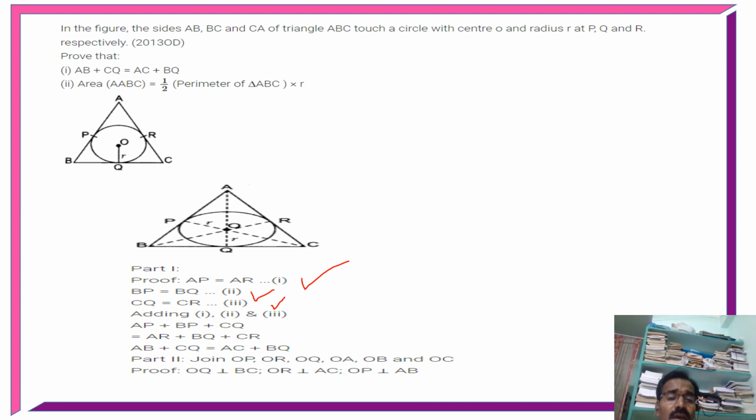Then after joining all the points to get the result, the area of triangle ABC, we know previously that we can divide into three parts. Then from the three parts we can write the obvious formula. After substituting, we got half of AB plus BC plus AC.